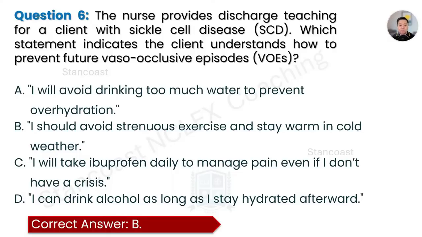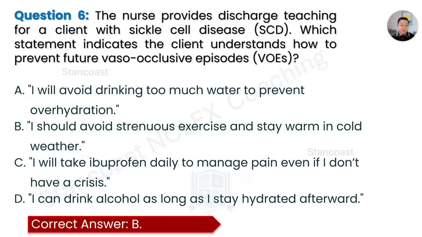We know that adequate hydration is very important to reduce the risk of vaso-occlusive episodes, because dehydration can increase blood viscosity, which can also lead to sickling and also can promote vascular blockages. And so overhydration is not a common concern unless a client has a coexisting condition such as renal or heart failure. And so you need to eliminate options that will contradict the fundamental management principles of sickle cell disease. Now, we have letter C as one of the incorrect options.